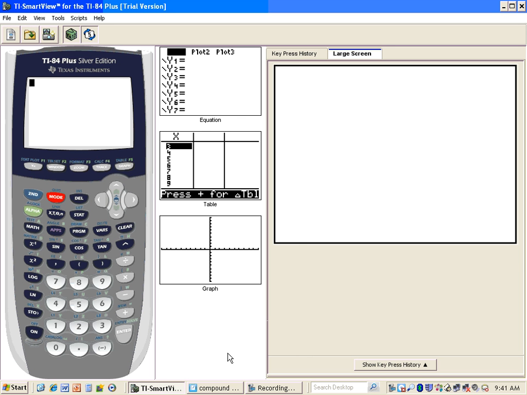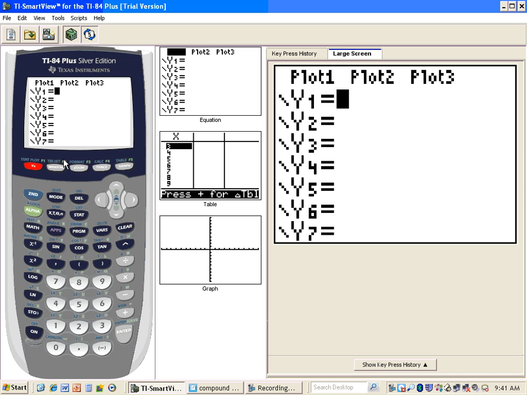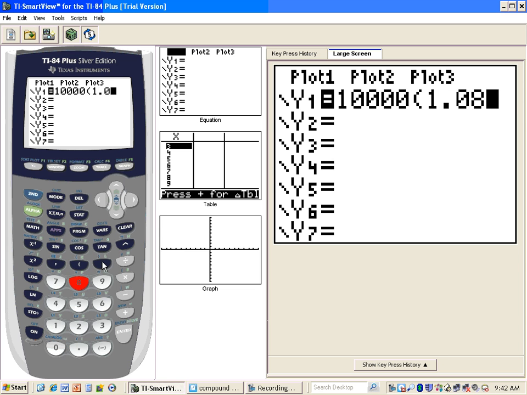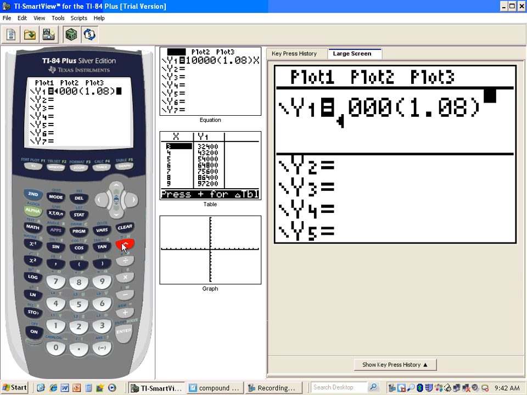SmartView calculator, and I'm going to go to my y equals, and I'm going to put in 10,000 parentheses 1.08 to the x power. Oops, it didn't get the exponent there. Raised to the x power.